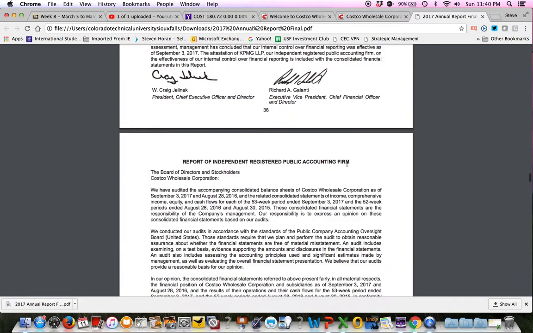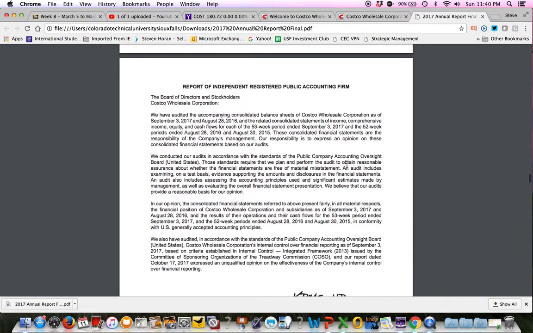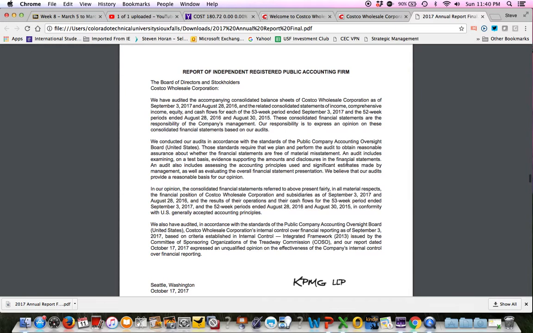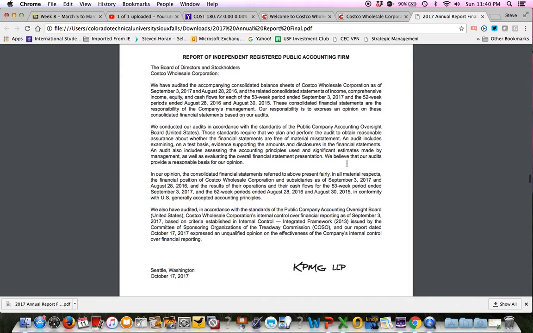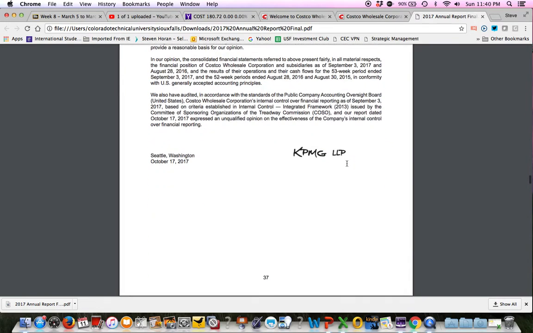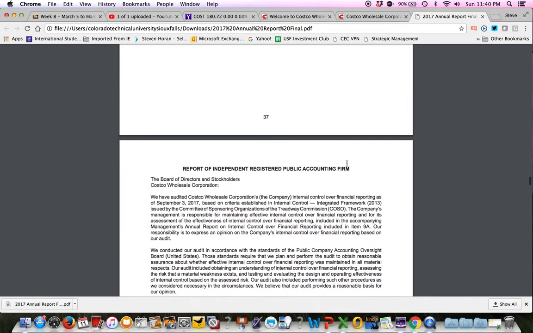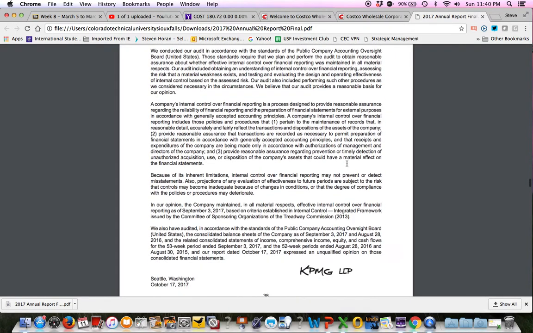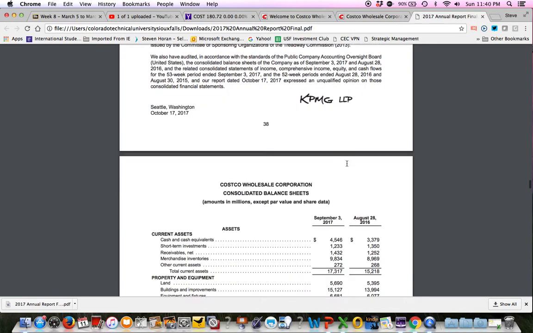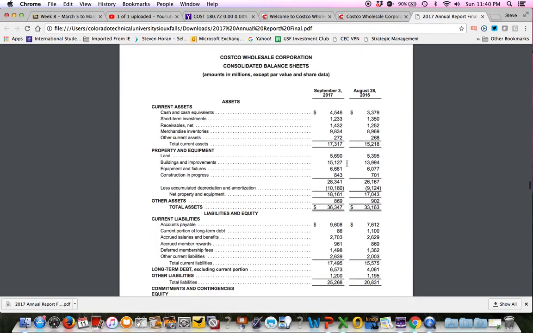So here we go. So when you find the report of accountants, that's their audit report. They're audited by KPMG out of Seattle, Washington. And then after that, you'll find the financial statements. So we're almost there. There they are. So here is the balance sheet for Costco.